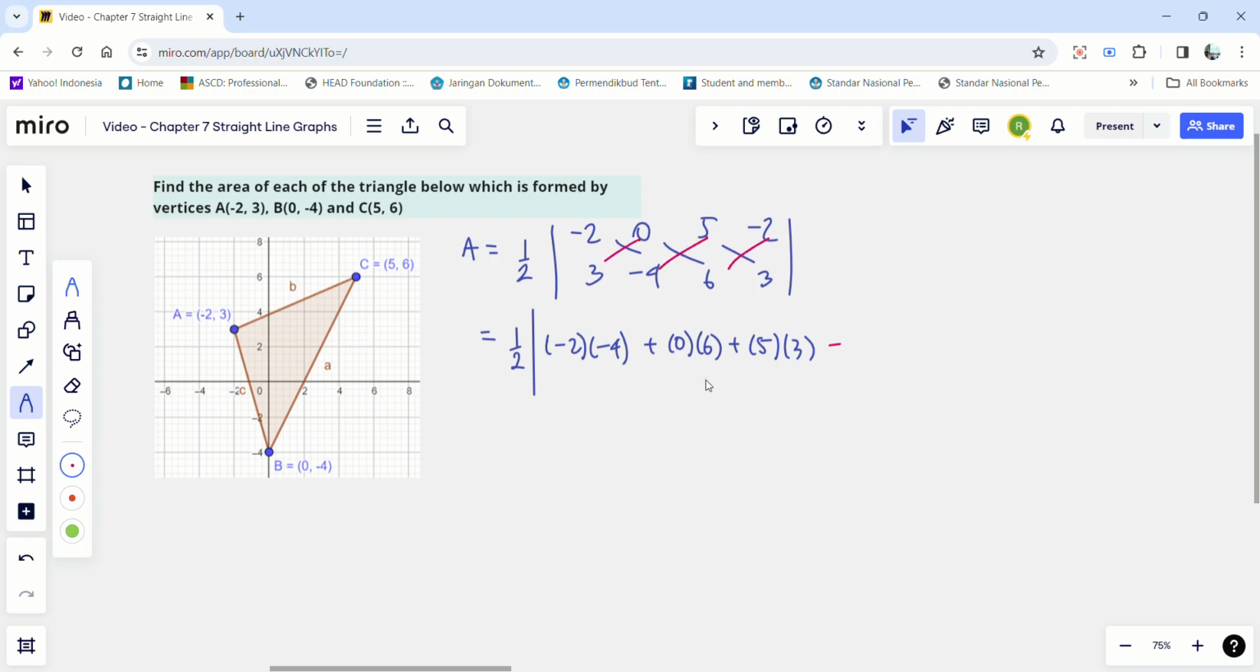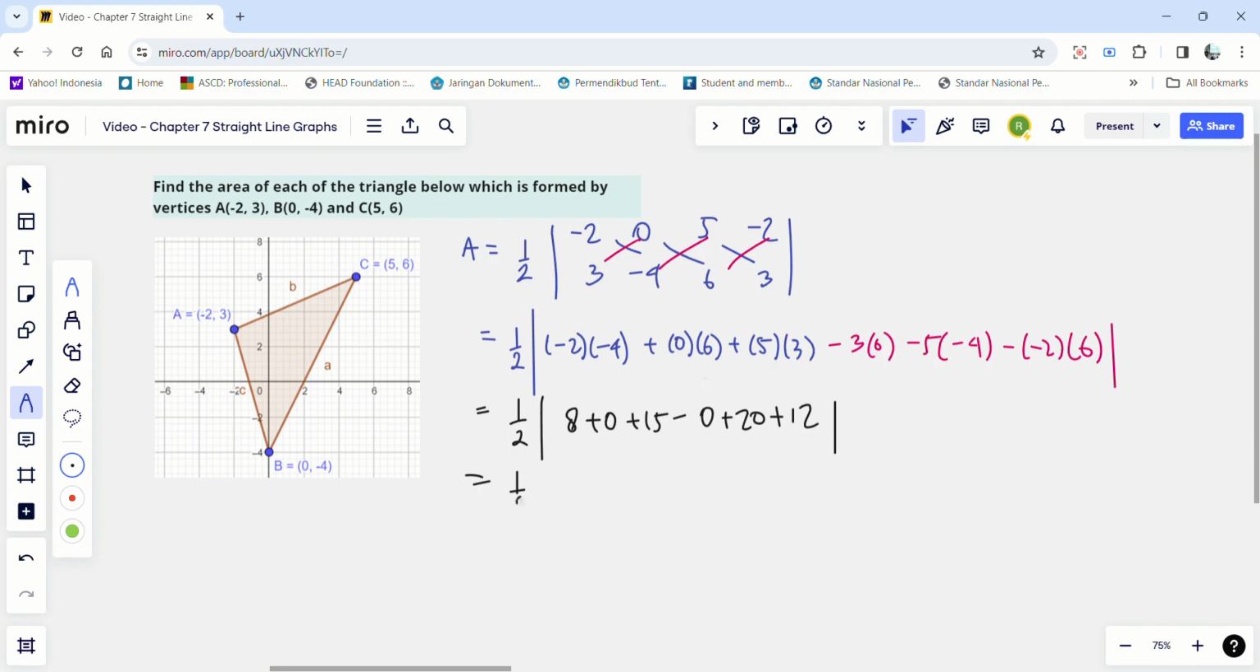So -3 times 0 minus 5 times -4 minus -2 times 6, like this. If it's too fast, you can slow down or pause it and see it one by one. Okay, and then half, modulus, of 8, 0, 15, and then 0, 20, and then 12. Right? So then you see we'll get 55. Half of 55, you get 27.5 square units.